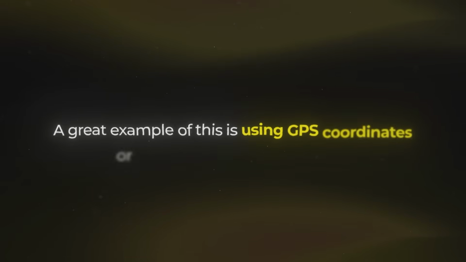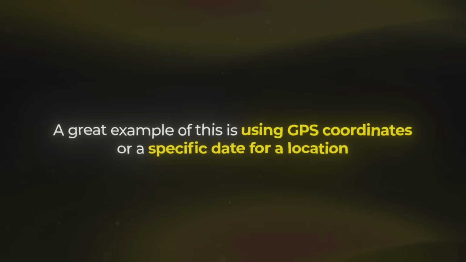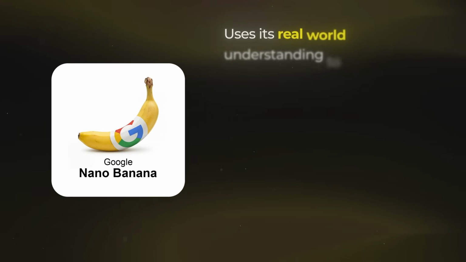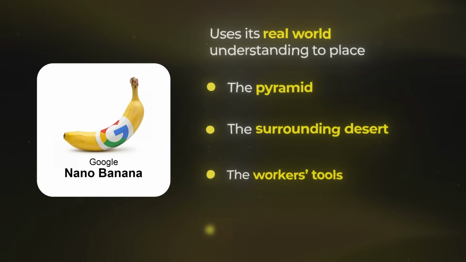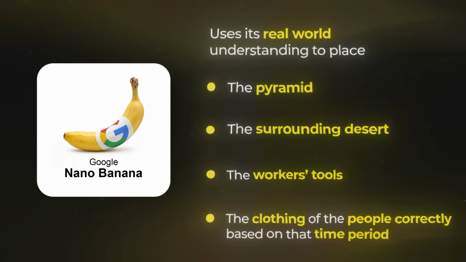This means you don't have to hope it gets the details right. You can tell it exactly what you want, and it understands it much better. A great example of this is using GPS coordinates or a specific date for a location. Let's say you want an image of the Great Pyramid of Giza while it was being built, and if you include the specific location and the year you want, Nano Banana 2 uses its real-world understanding to place the pyramid, the surrounding desert, the workers' tools, and even the clothing of the people correctly based on that time period.